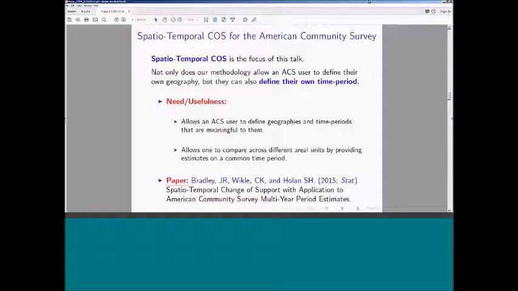So this allows ACS users to define geographies and time periods that are meaningful to them, and allows one to compare different areal units by providing estimates on a common time period. Typically ACS users want to compare trends across geographies, and those different geographies could have different period estimates. So there's not really a coherent way of comparing those trends without doing some sort of change of support. This paper is published in Stat, and I'll leave the details there. Next slide.